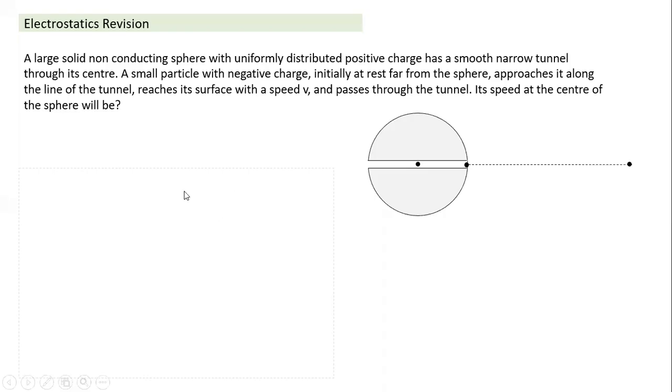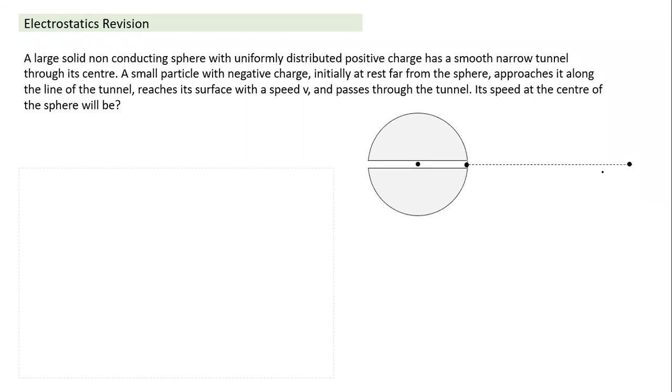So, okay, we'll continue with some more questions related to electrostatics. A large solid non-conducting sphere has uniformly distributed positive charge. It has a smooth tunnel and a small particle with negative charge. If the sphere is positive and the particle is negative, of course it will get attracted. Initially it is at rest far from the sphere.